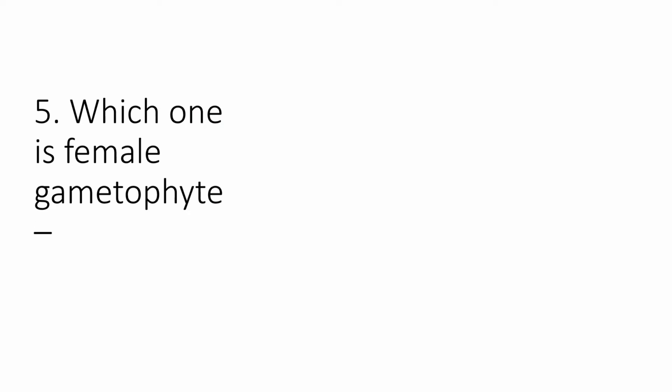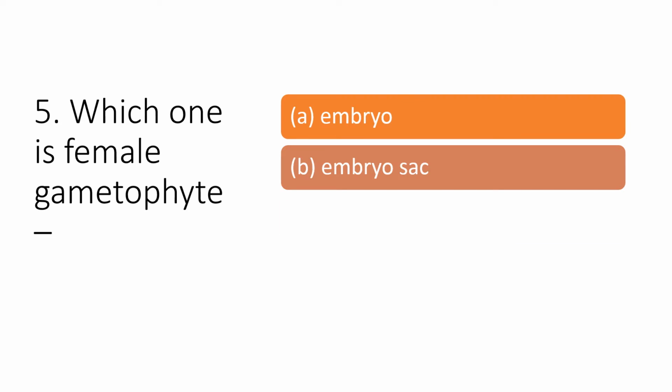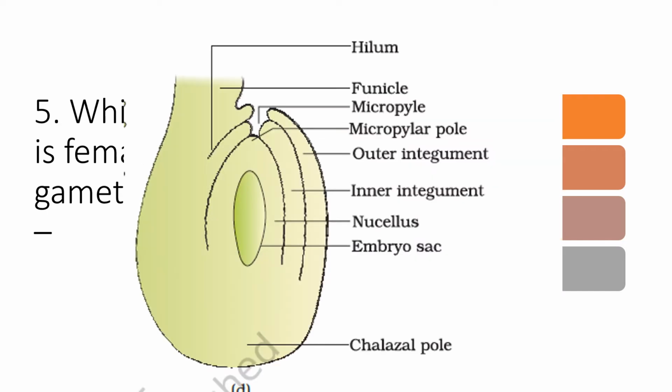Question number 5. Which one is the female gametophyte? And the options are embryo, embryo sac, endosperm, and pistil. To understand this, we should know the structure of the megasporangium. The megasporangium is also called the ovule, which consists of the female gametophyte called the embryo sac. The embryo sac is a female gametophyte that is present in a megasporangium.